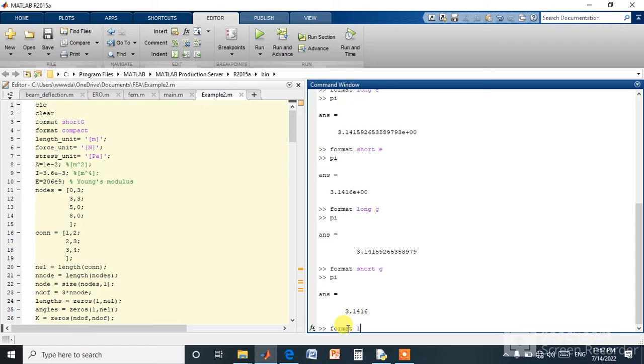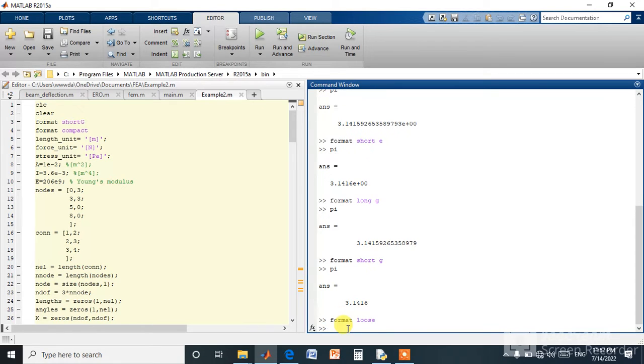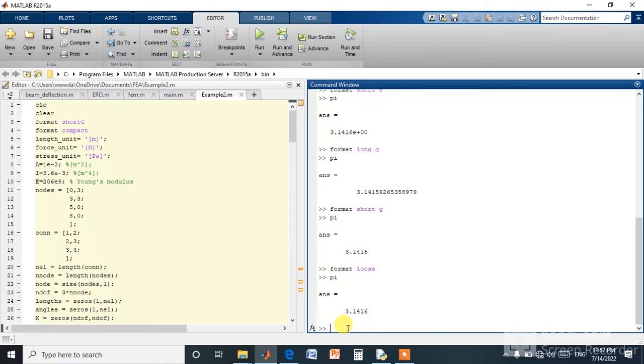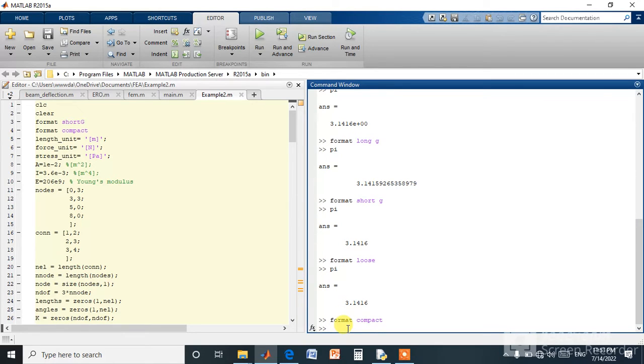I'll start with loose. This is the first form. If I type loose and then I run any code at all, let's say pi, I run pi. Now observe, I will show you the difference between the loose and the compact form of formats. Now I'm still going to run the compact form so we can observe the difference. Format compact, and then I enter. Then let me run pi.